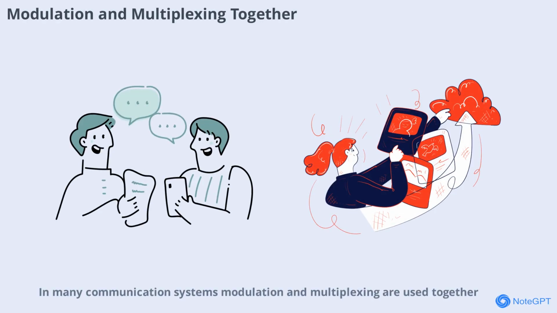In many communication systems, modulation and multiplexing are used together. For example, in frequency division multiplexing, each signal is first modulated onto a different carrier frequency, and then all the modulated signals are combined for transmission. This synergy allows for efficient and reliable communication, making the most of available bandwidth and ensuring signals can travel long distances without loss of quality.